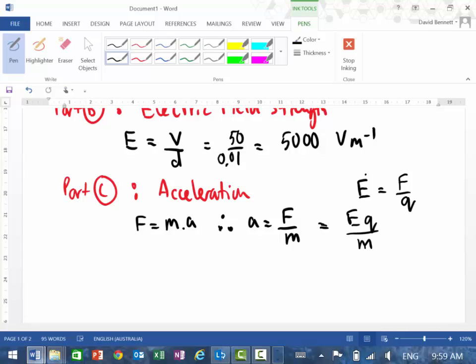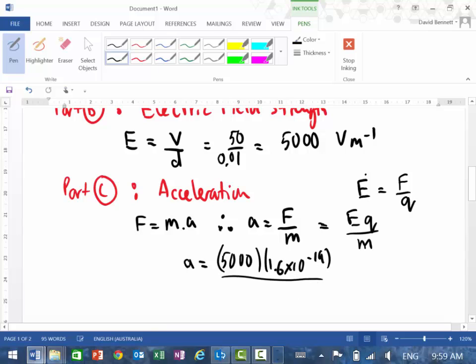Q is charge. Sometimes, as I said the other day, we won't use Q, we'll use the letter e, little e, which represents the charge of an electron. That's what you'll see sometimes. So if we want to work out acceleration, a is equal to E, which we already know, which is 5,000. We know that the charge is 1.6 by 10 to the minus 19 coulombs, and then the mass of an electron is 9.11 by 10 to the minus 31.